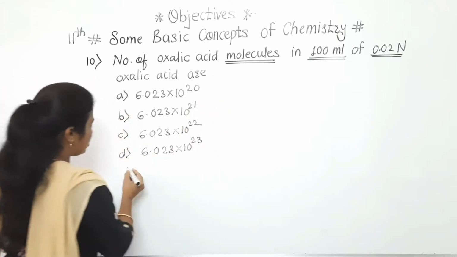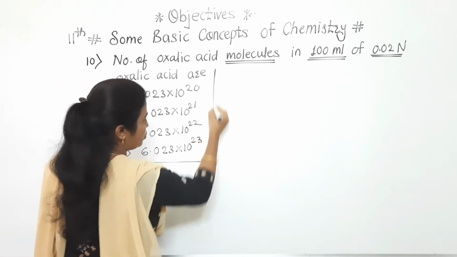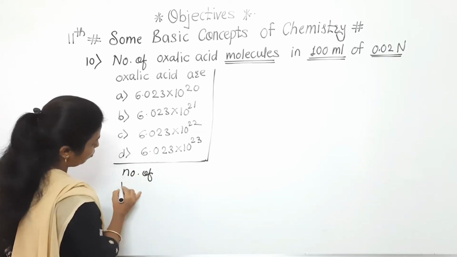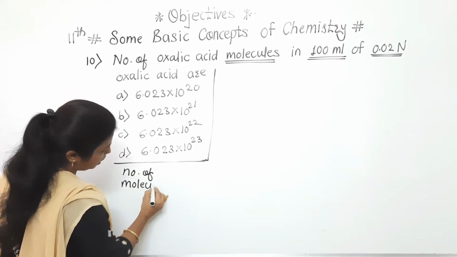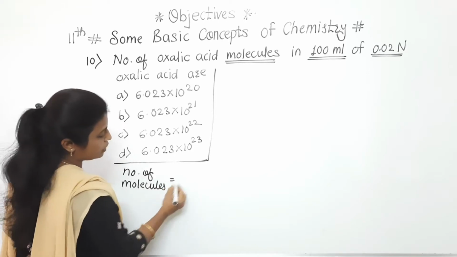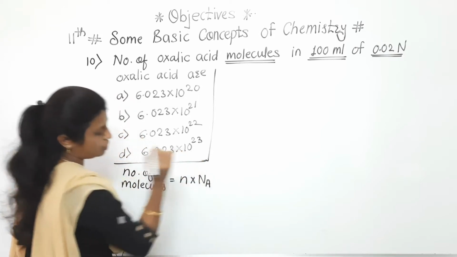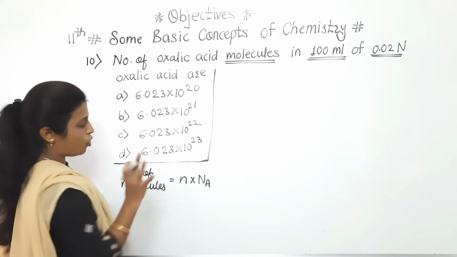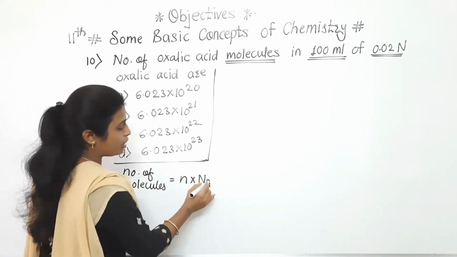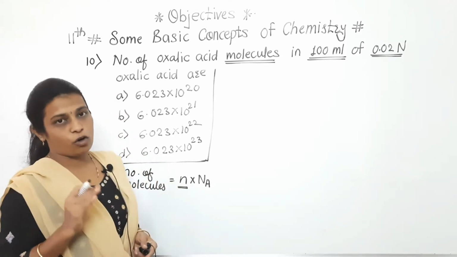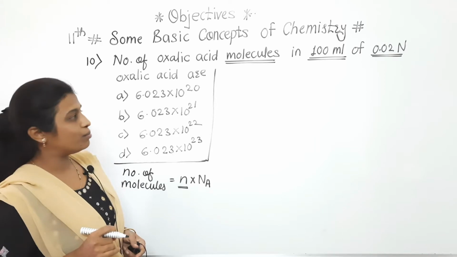Now see, firstly I will write here some points. First, the number of molecules formula. Number of molecules is equal to number of moles into Avogadro's number. Clear? This is the formula we require. We should know that n means number of moles. How to find out the number of moles?